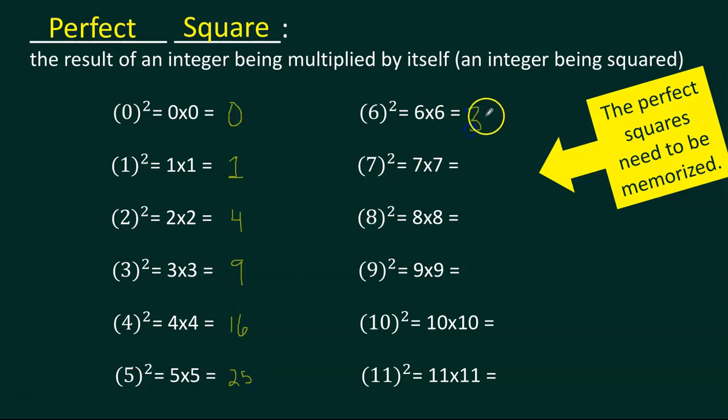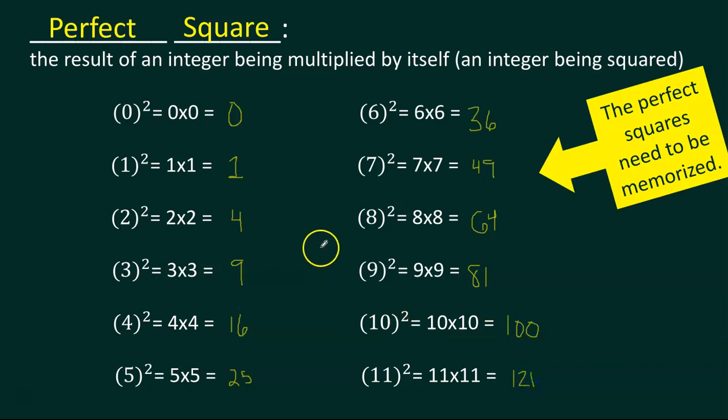6 squared is 36. 7 squared is 49. 8 squared is 64. 9 squared is 81. 10 squared is 100. And 11 squared is 121.